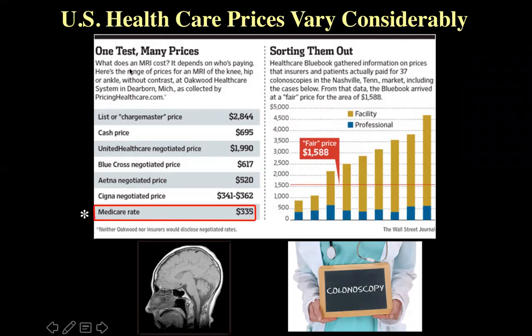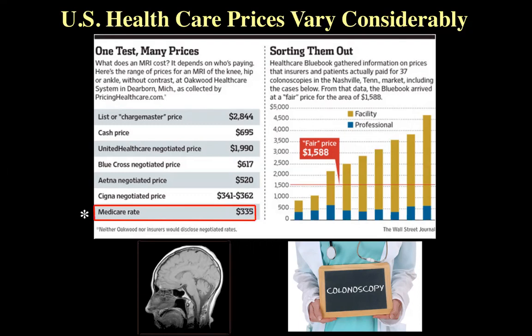But look at this. What does an MRI cost in Dearborn, Michigan? Well, it depends on what kind of insurance you have. This is the list or chargemaster price. This is just absurd. They call it the rack rate in hotels.